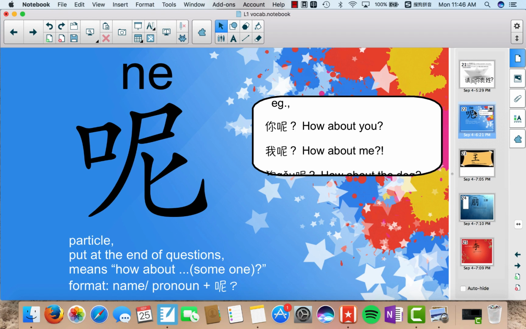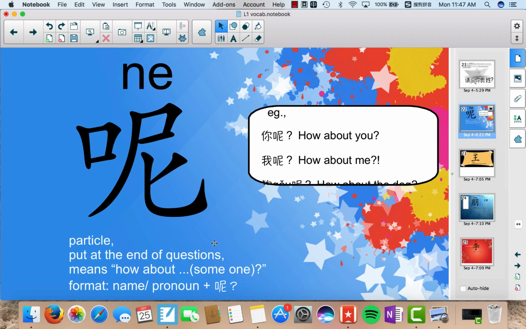Okay, we're almost done, kiddos. So the next one is 呢. It's a particle. People are like, what is a particle? So particles usually appear at the end of a sentence in Chinese for different functions. In this particular case, 呢 translates to how about. But you have to say how about with someone. For example, 你呢? How about you? 我呢? How about me? 狗狗呢? How about dogs? So the format is always people with 呢.